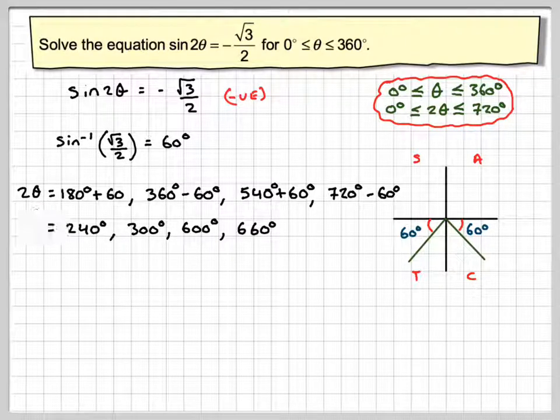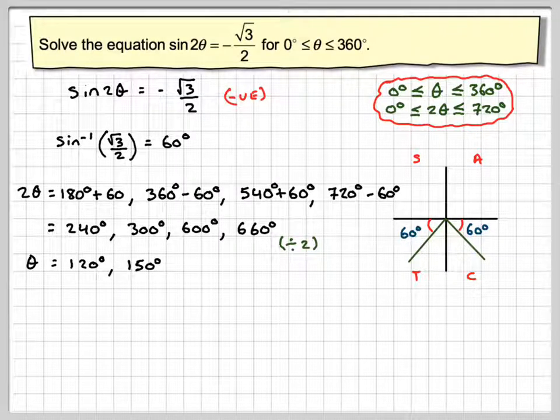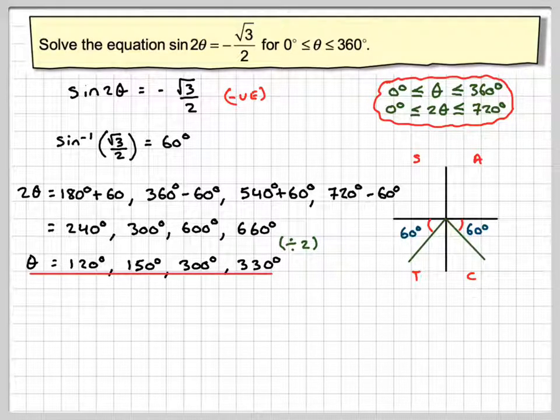Well, that's 2θ. We want to find θ. So to find θ, we divide each of those by 2. So we get θ is 120, 150, 300, and 330 degrees.